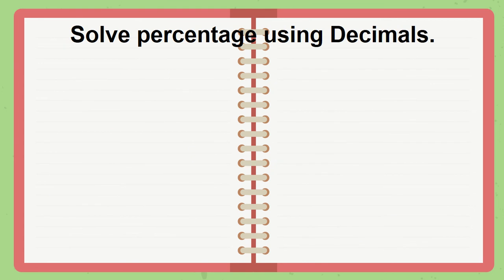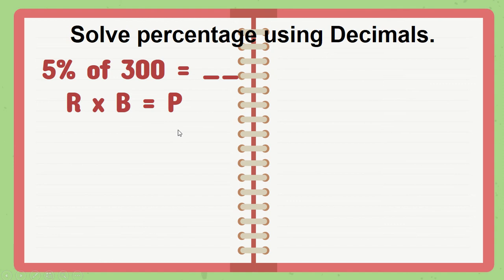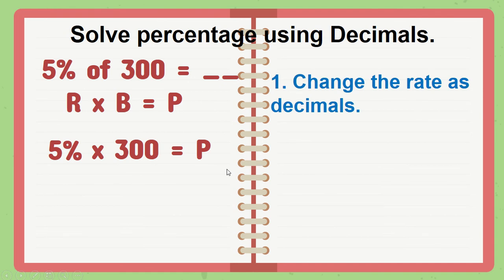Same problem. You have 5% of 300. So we have 5% times 300 equals P. So step 1, change the rate as decimals. So we have this one. You will change the percent sign to decimals. Then you will move the decimal point twice.